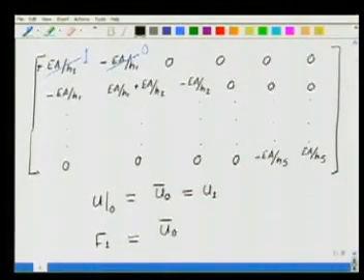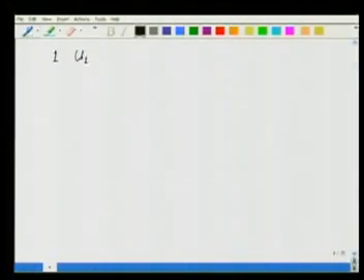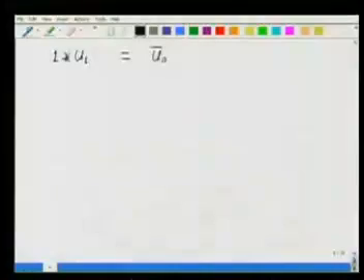Just look at the first equation. So in the first equation, what do we end up getting? The first equation becomes 1 into U1 is equal to U0 bar. So by modifying the first row of the first equation, the first row of the stiffness matrix, I have enforced the fact that U1 has to come out to be equal to U0 bar.